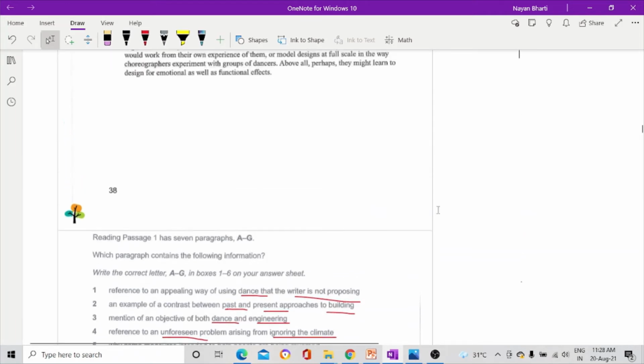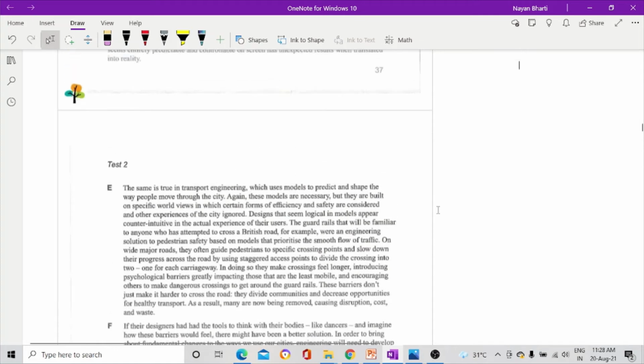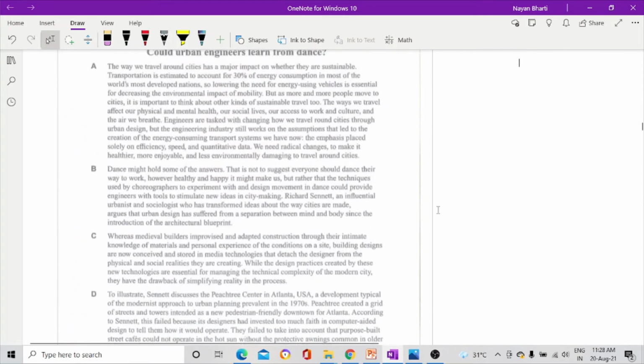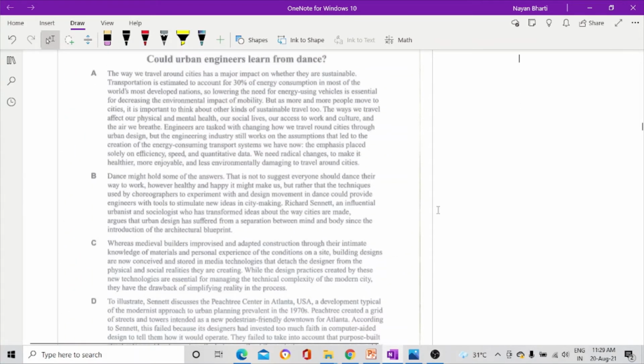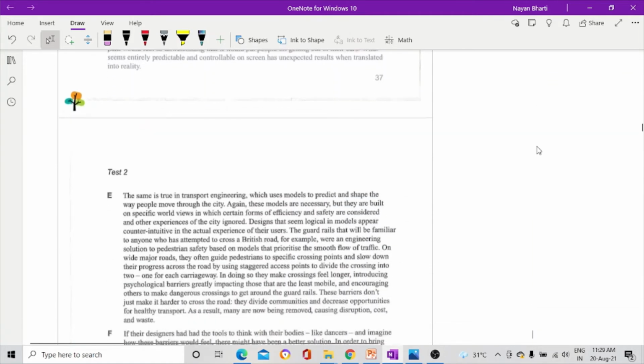We'll start from paragraph A. We don't have to read the entire paragraph. We have to just skim and figure out where information possibly can be present. I found it in the first line itself: the way we travel around the city has a major impact on whether they are sustainable. The way we humans travel around the city has a major impact. Do you remember which question this was? Anyone?